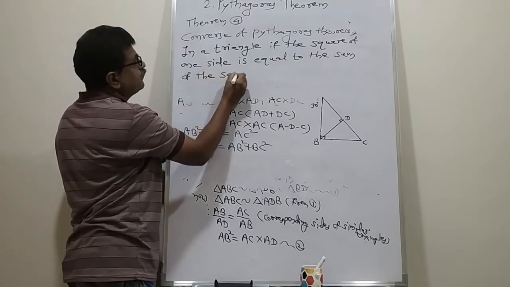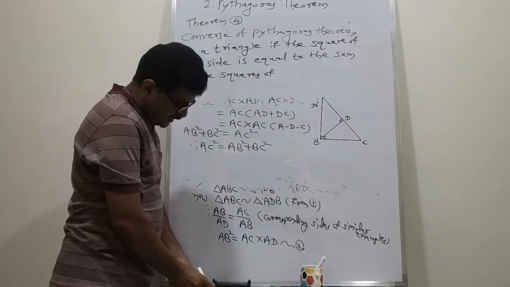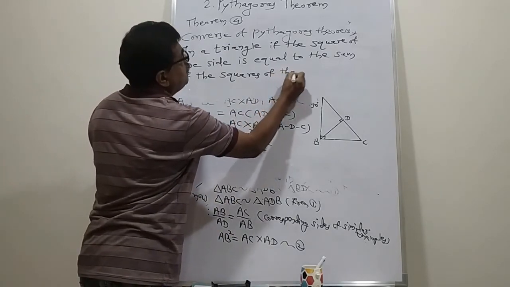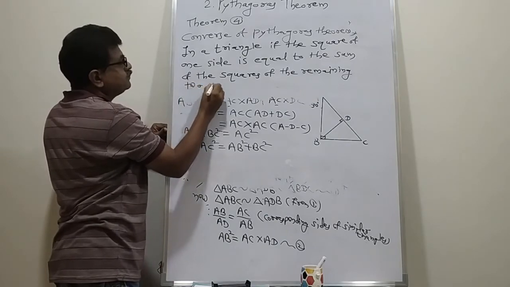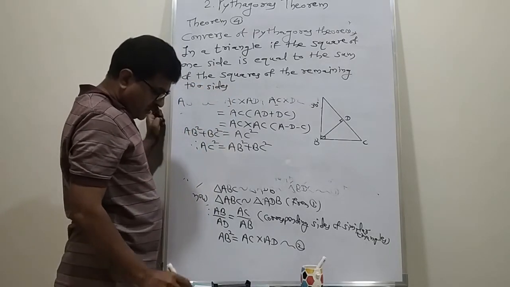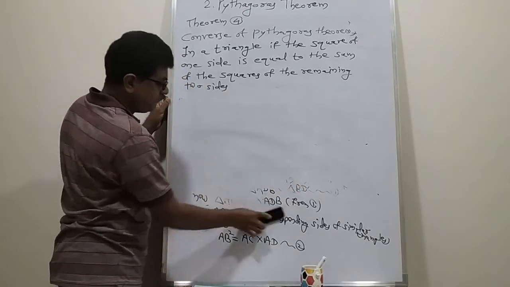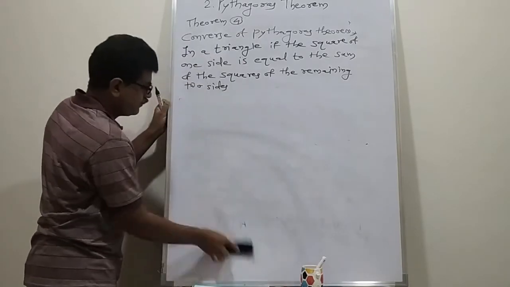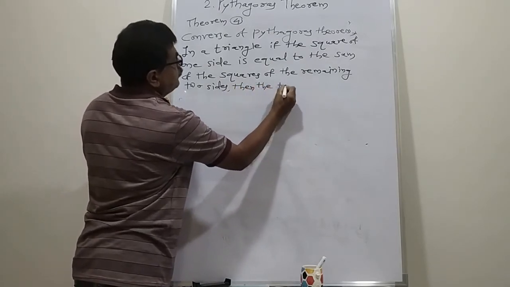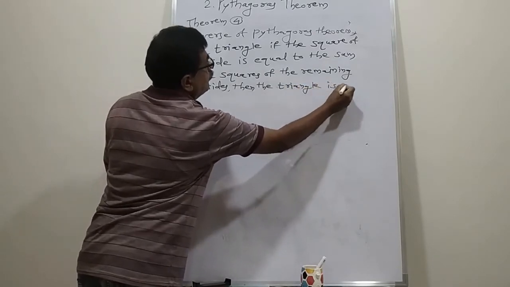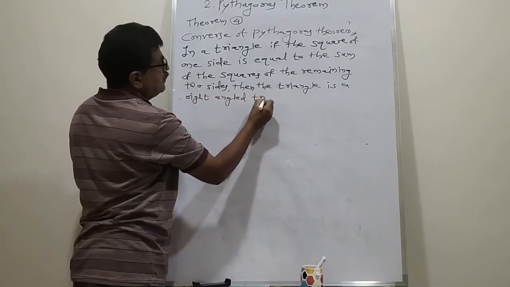the remaining two sides, then the triangle is a right angled triangle.